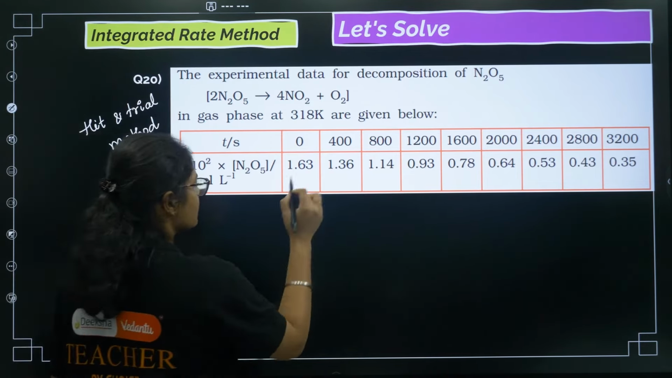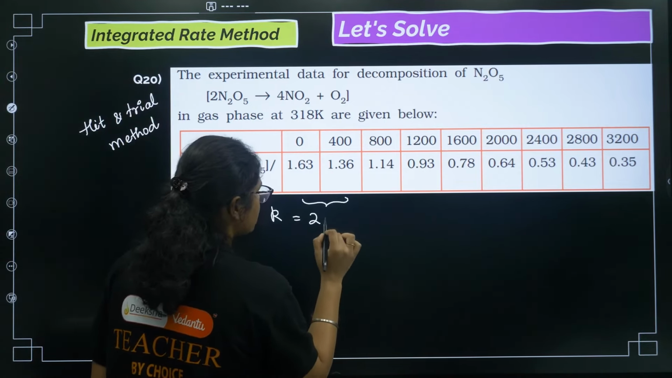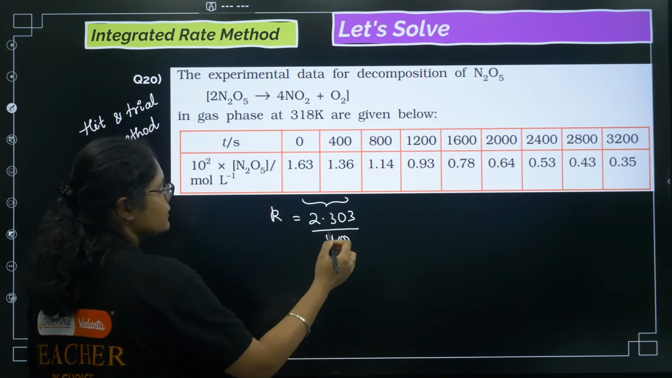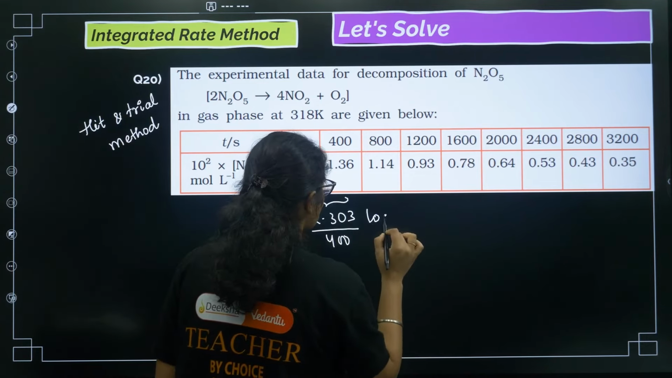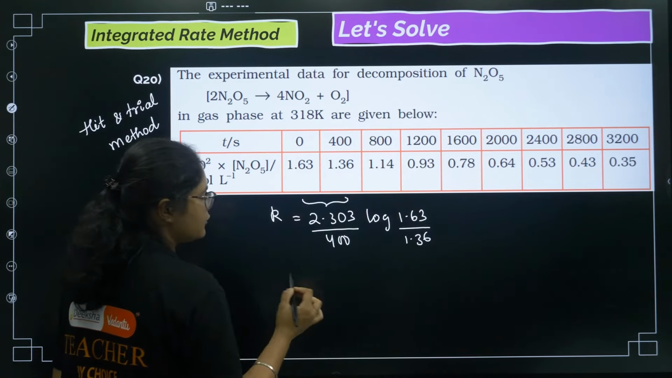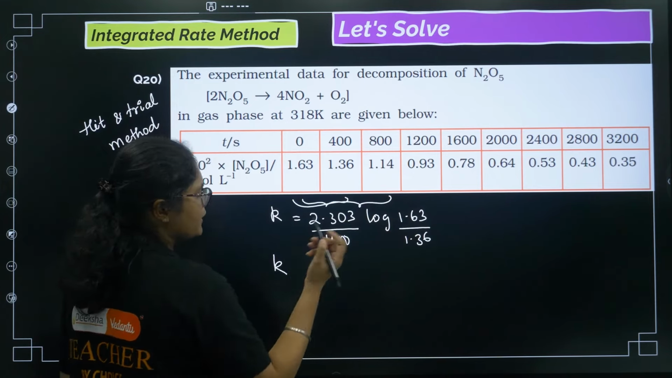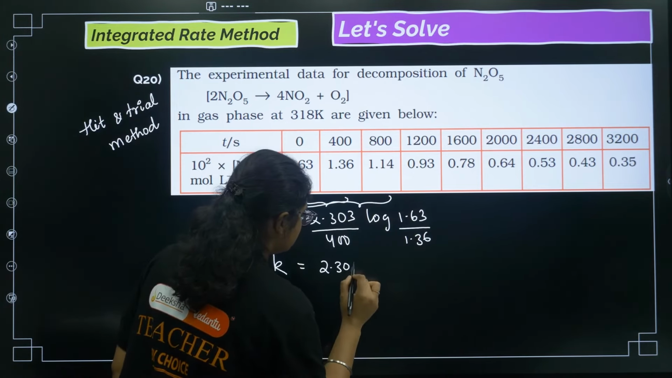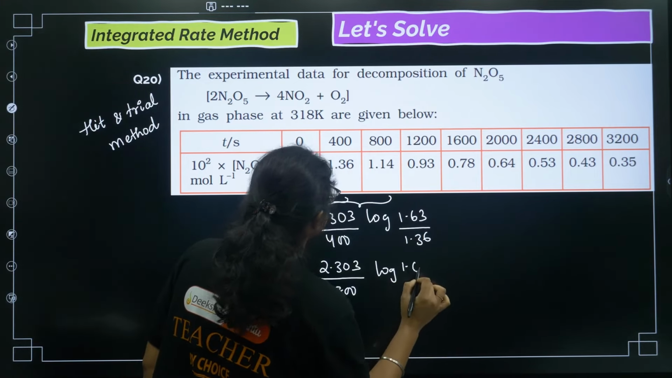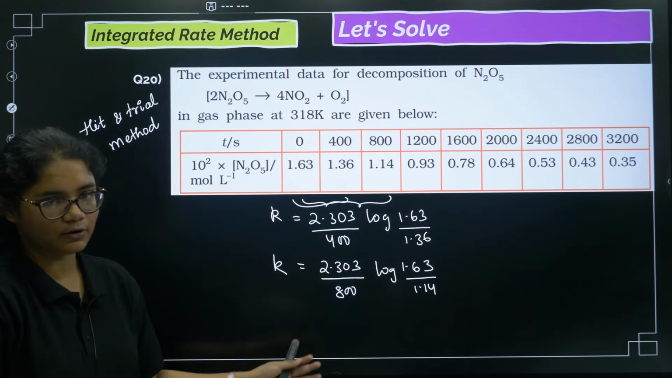So now for example, I want to calculate K in the first interval here. I think that it is a first order reaction, okay. So I will use the first order formula, 2.303 by 400 log of initial concentration by final concentration. I'll find this value, then I'll take another value from here, 0 to 800. So 2.303 by 800 log of 1.63 by 1.14, right? Like this we can calculate the rate constant, okay.